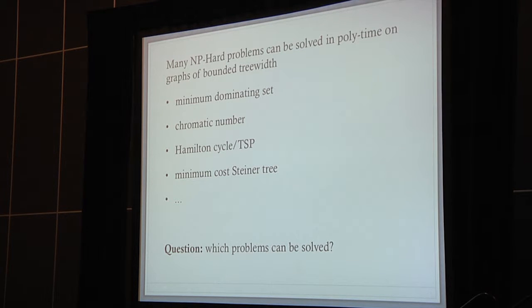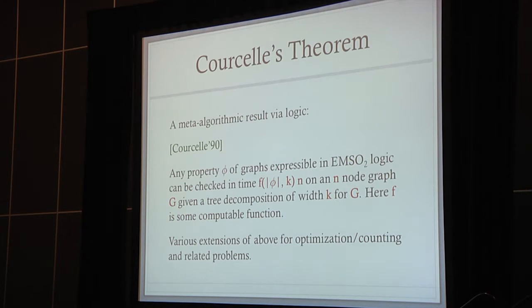So now the question is, which problems can you solve? I gave you some examples, but which problems can you solve? Well, you take your problem, maybe you'll sit down and say, maybe I can do dynamic programming on bounded tree width graphs. For a certain class of problems, that's easy to do. You look at the problem and stare at it for half an hour and then say, the dynamic programming works. But in fact, there is what is called a meta-algorithmic result.